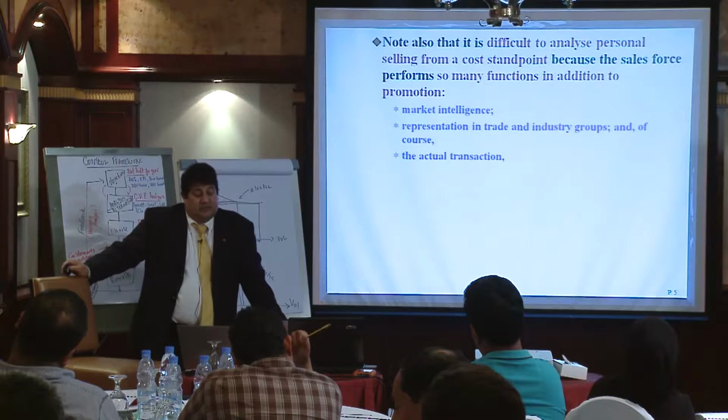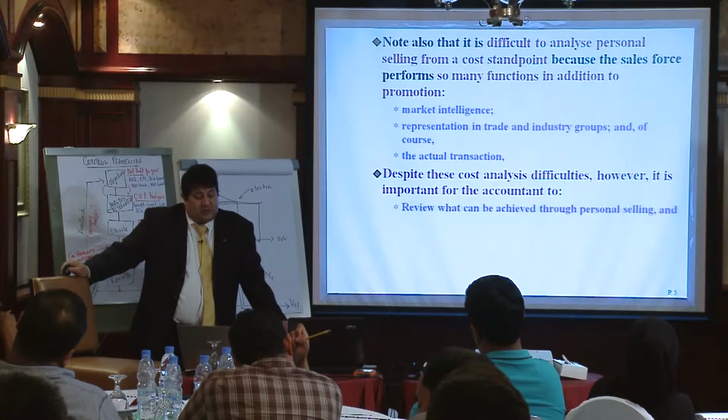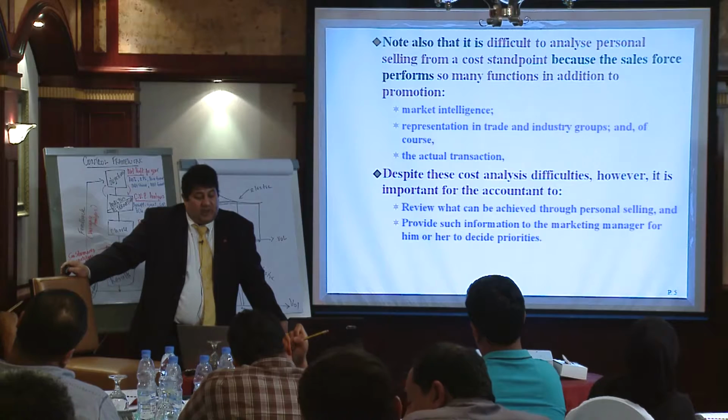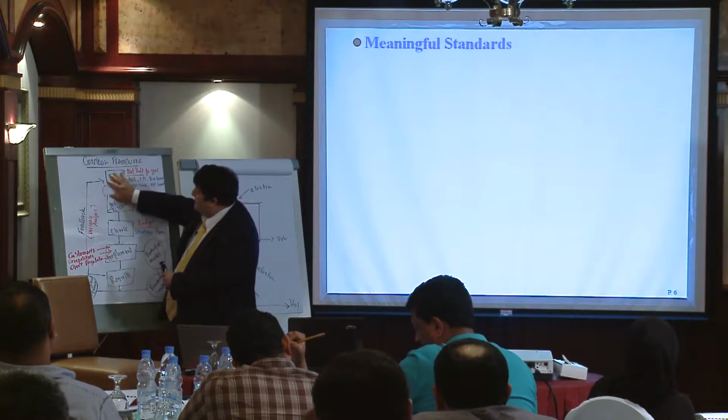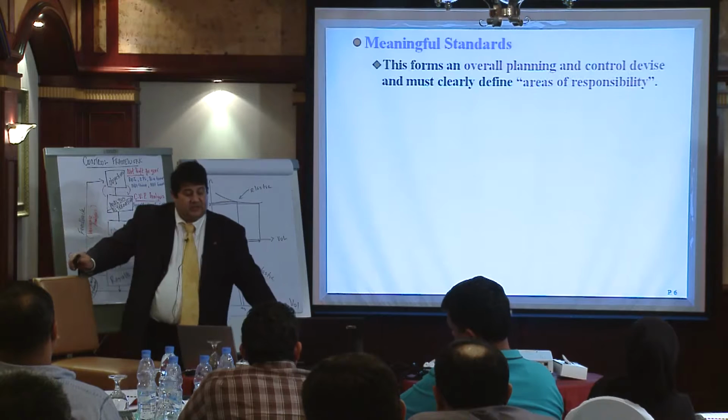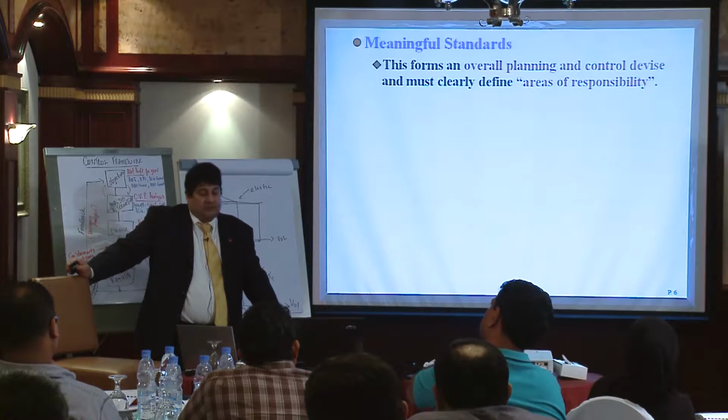Despite these cost analysis difficulties, however, it is important for the accountant to review what can be achieved through personal selling and provide such information to the marketing manager for him or her to decide priorities. Okay, now clearly these are objectives, and these objectives must come with meaningful standards so that we can know when we achieve the results. So you are really looking at the areas of responsibility for salesmen.